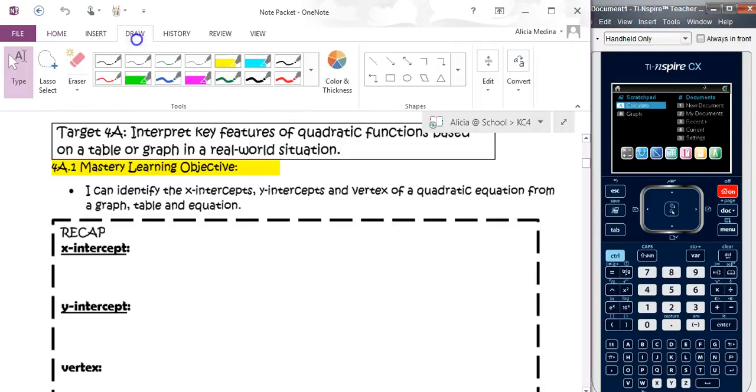Hey guys, in this video we're going to be covering Target 4A.1. Our mastery learning objective here is: I can identify the x-intercept, y-intercept, and the vertex of the quadratic equation from a graph, table, and an equation.